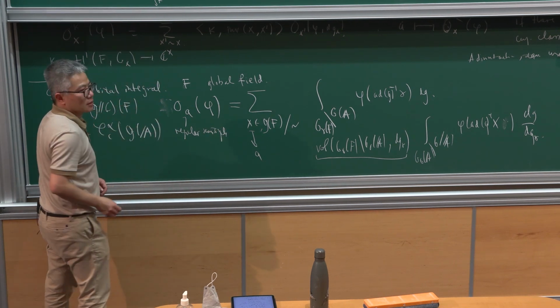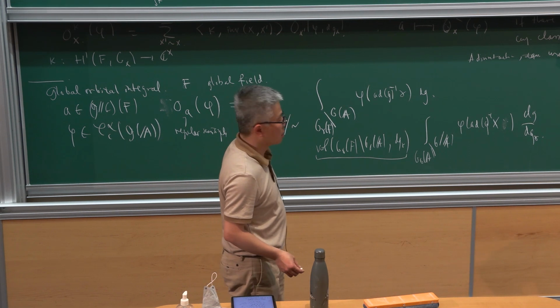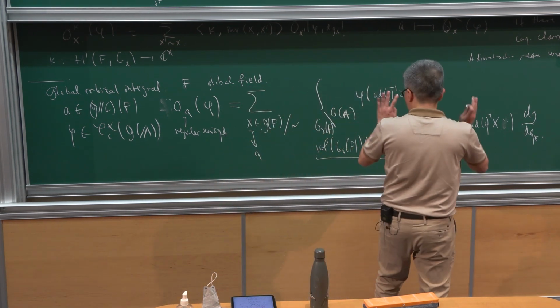What's gamma inside of the equation? Sorry? What's gamma? No, there's no gamma, this is X, sorry.